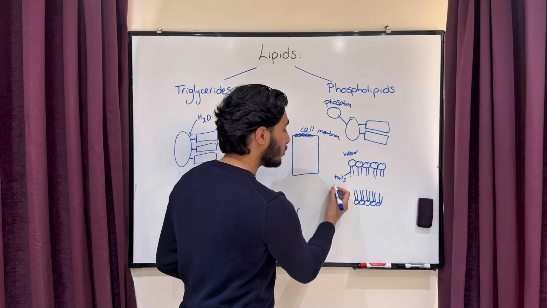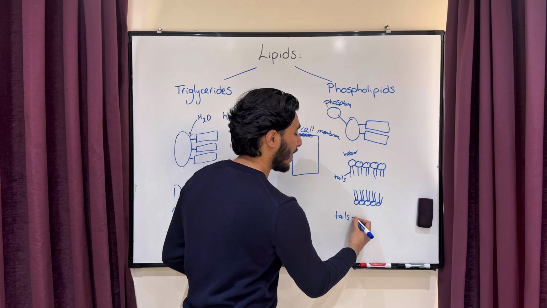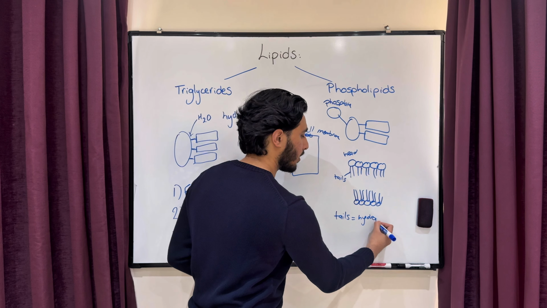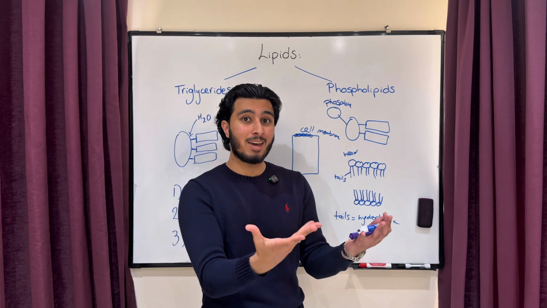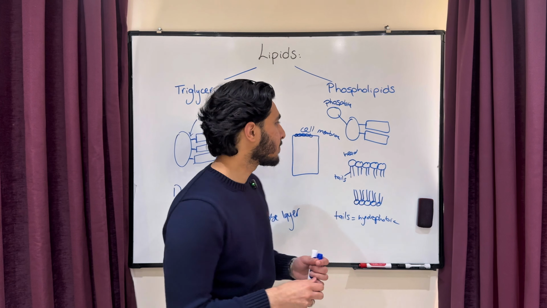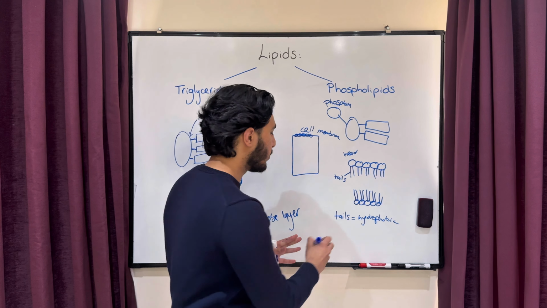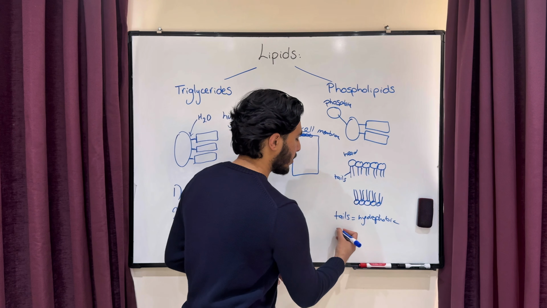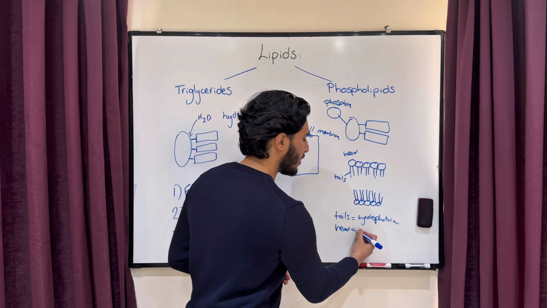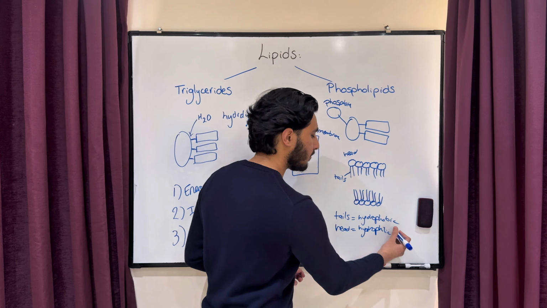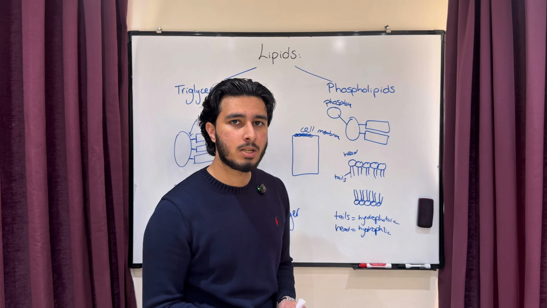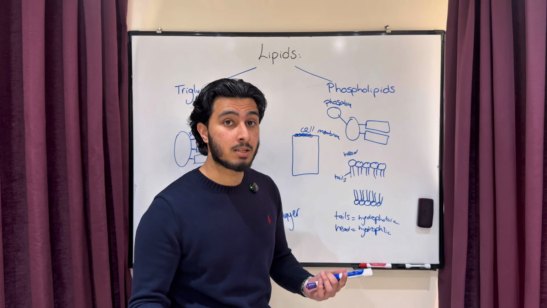You need to know that the tails are hydrophobic. Hydrophobic, from the word phobia, fear. They're actually scared of water, so they do not want to come in contact with water. Whereas the phospholipid heads, they are hydrophilic, water-loving. Now, in the exam, don't say they are loving water. Do say that they are attracted to water.